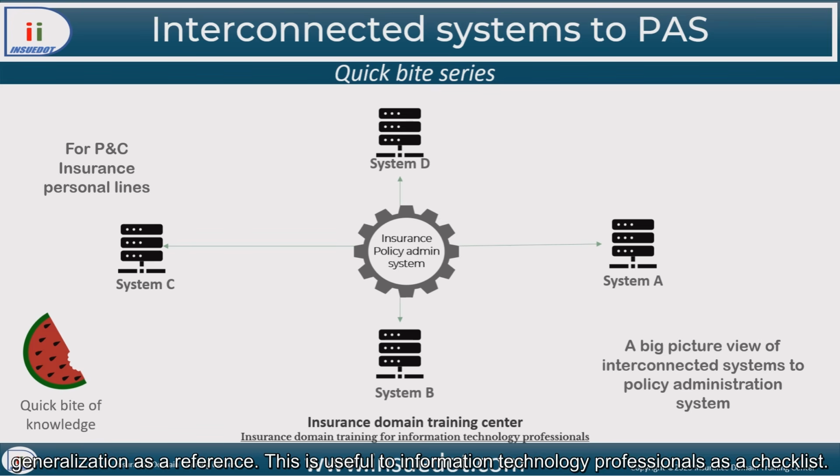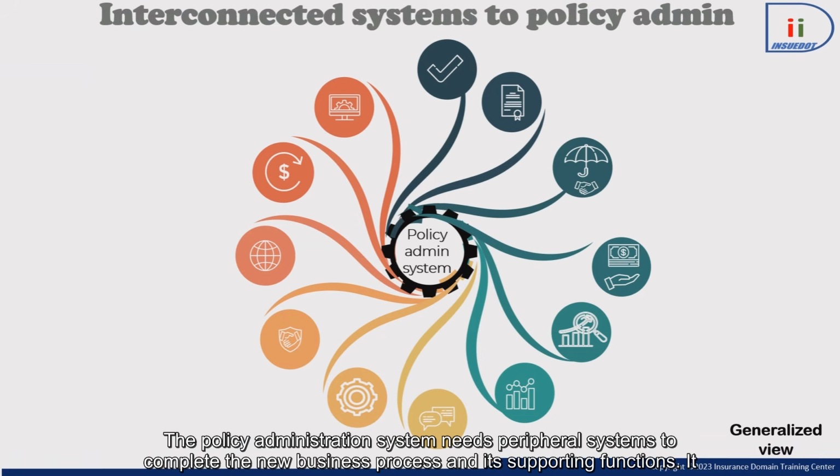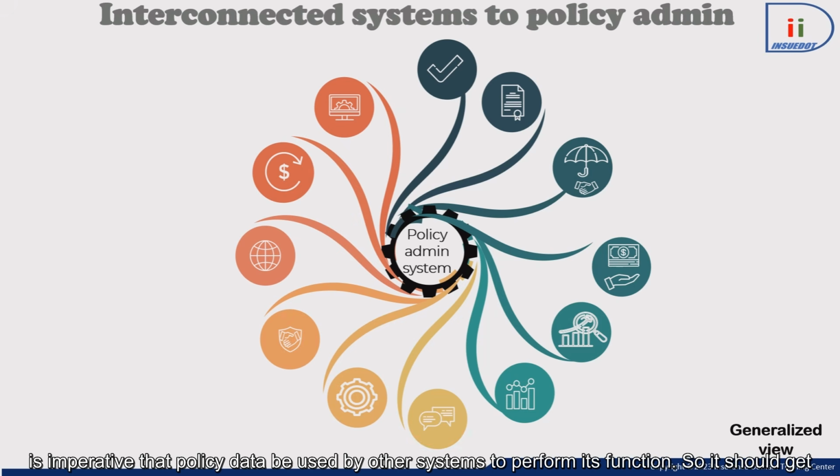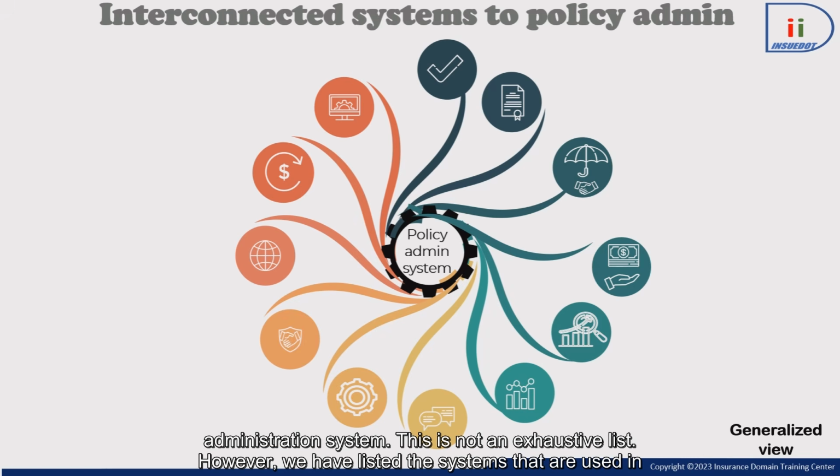This is useful to information technology professionals as a checklist. Let us jump into the core content. The policy administration system needs peripheral systems to complete the new business process and its supporting functions. It is imperative that policy data be used by other systems to perform its function. So it should get the data from other systems, and other systems also need to use the policy data from the policy administration system. This is not an exhaustive list. However, we have listed the systems that are used in the industry.